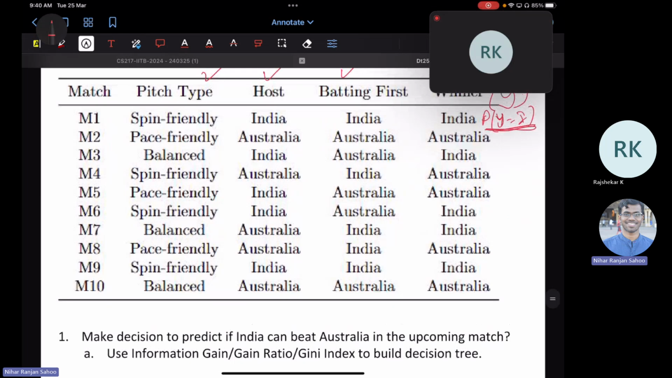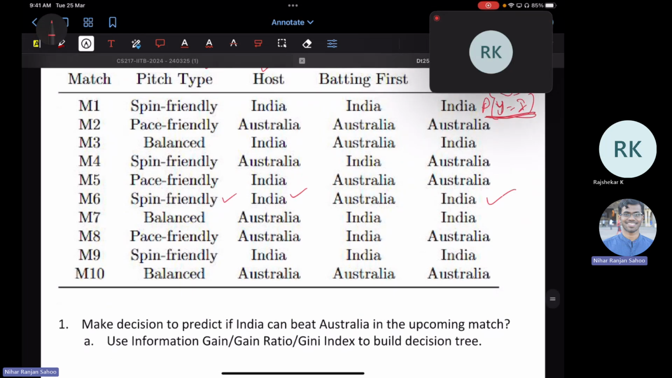So what's the goal? Which combination of these features, feature one, feature two, feature three, will give us the correct prediction? Okay, we know that if pitch type is spin friendly and host is India, then irrespective of who bats first, India wins. Let's say this is what we understood. So this is the kind of analysis we want from the given data set. That's what decision trees will help us with.